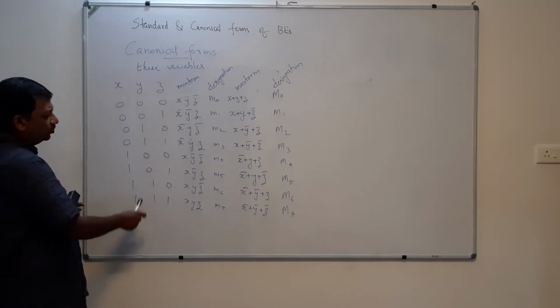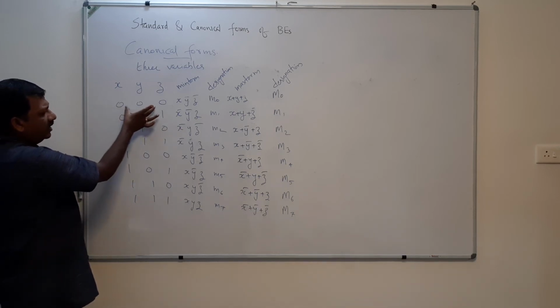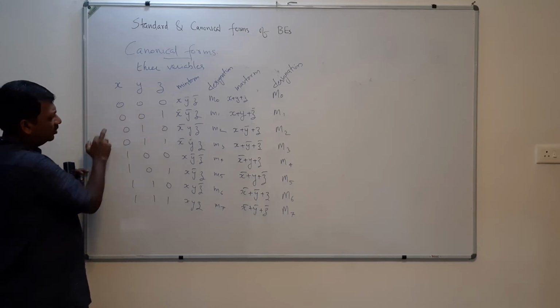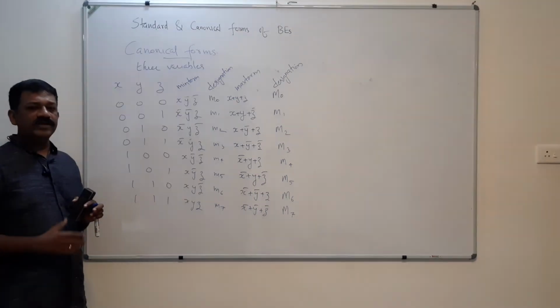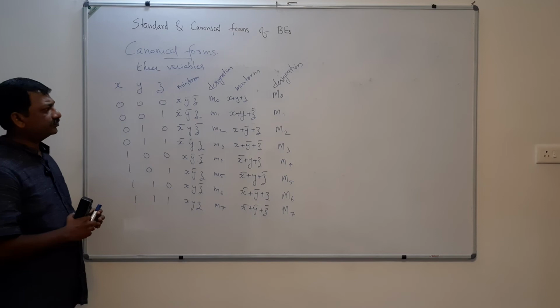And how to code this is, you write the 3-bit binary for 0, 1, 2, 3, and so on up to 7. Then you will get the different combinations of the values of x, y, and z.